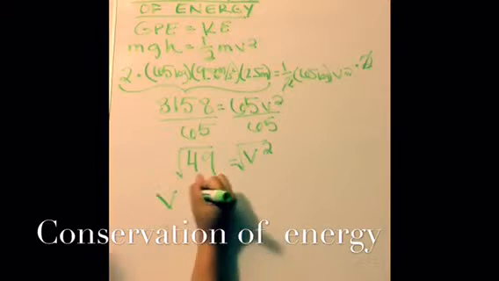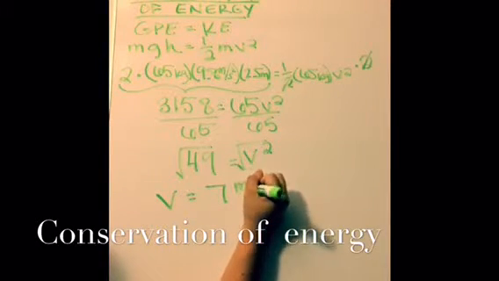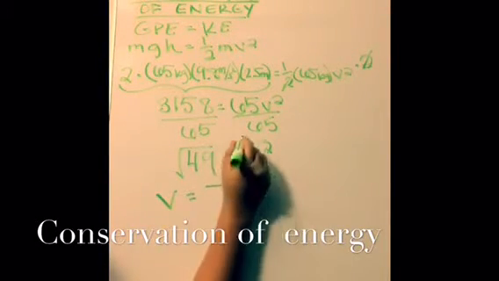The square root of 49 ends up to be 7, therefore the velocity is 7 meters per second.